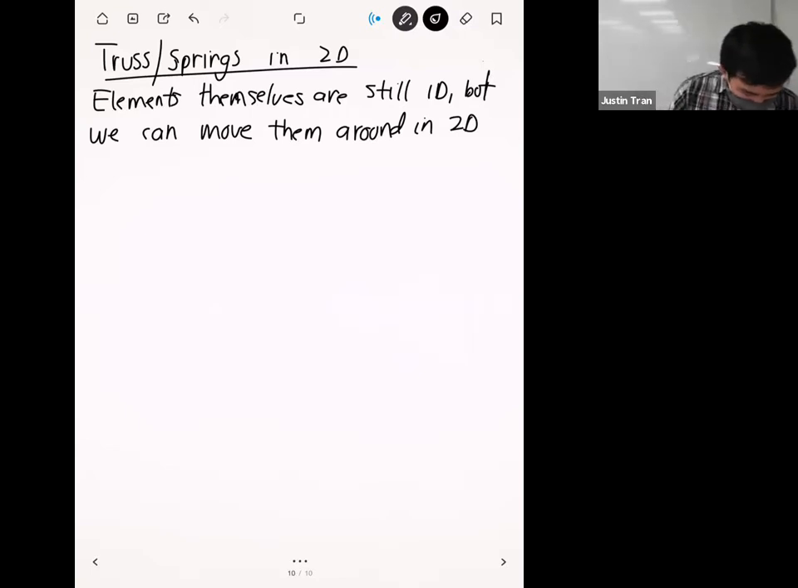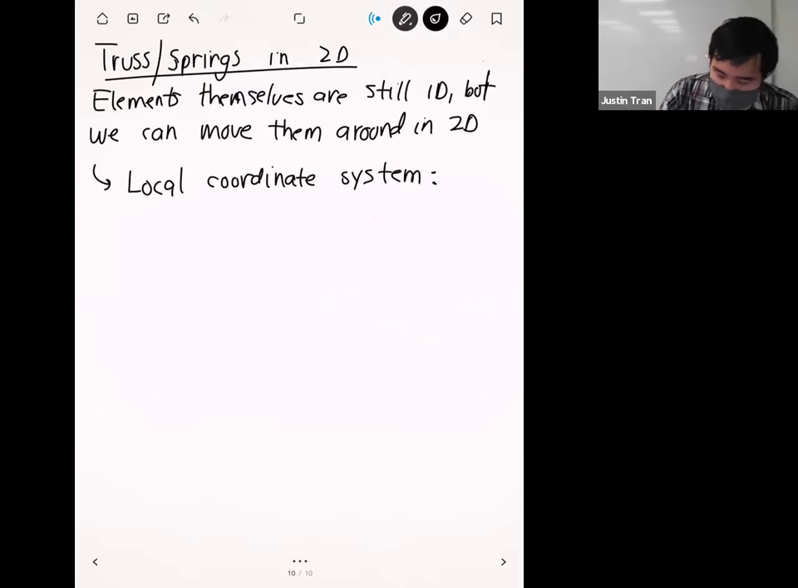Okay. All right. To motivate this, or to set us up for this, I want to introduce you to the concept of what I call the local coordinate system versus the stationary coordinate system. All right, so let's start with the local coordinate system. The local coordinate system is basically our coordinates for X and Y that are local to a particular truss element.